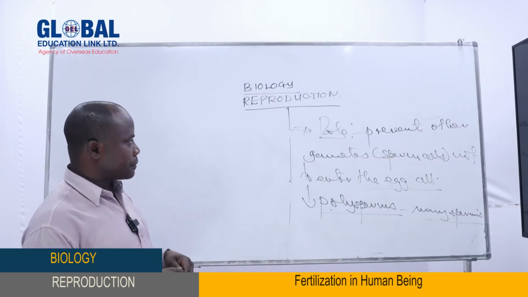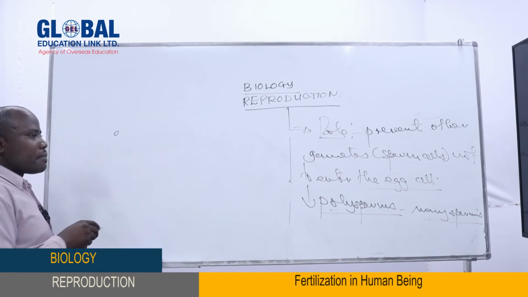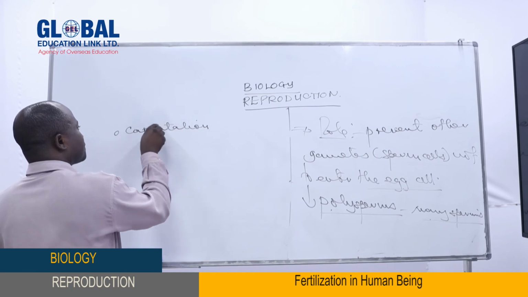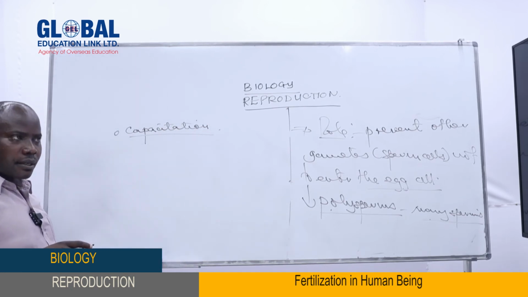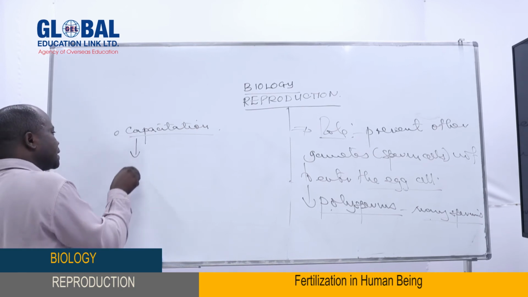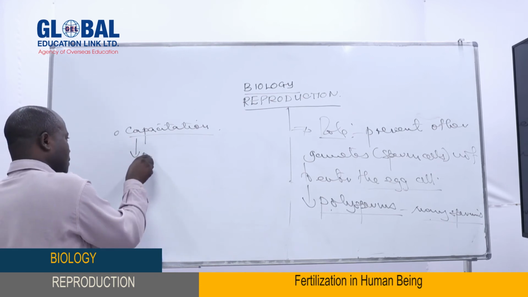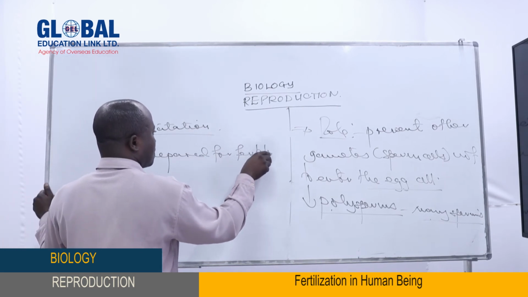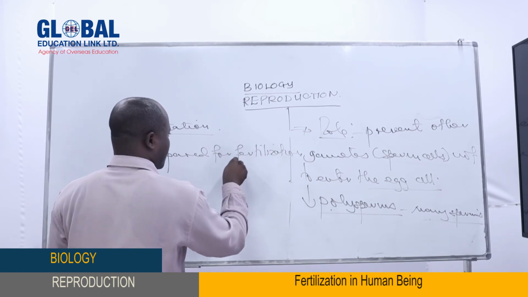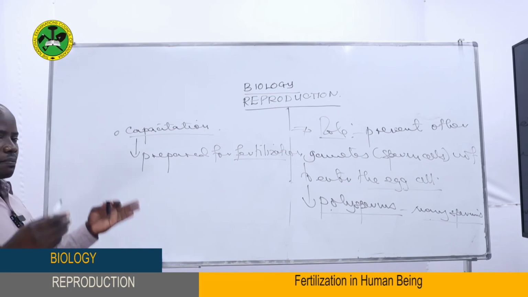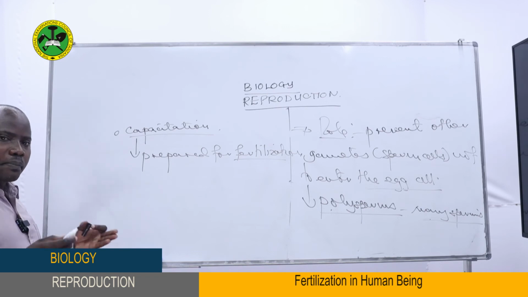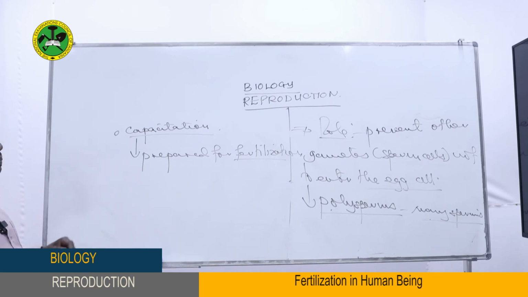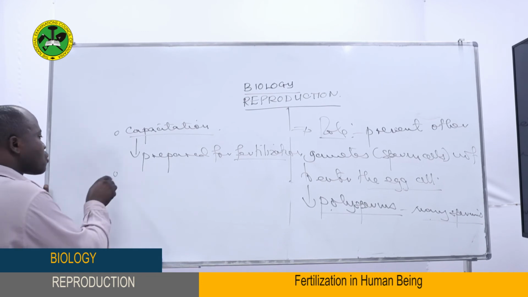First of all, to respond to this question, if you remember, we said there is capacitation. This is the first process, in which the spermatozoa are prepared for fertilization. As I said, this is an activation period during which the male gamete is prepared for fertilization. And it must take place before fertilization takes place. The second process is the acrosome reaction.